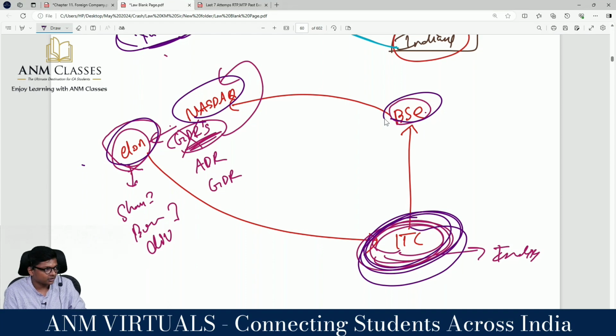Yes, it will of course disturb foreign exchange, so this has to comply with FEMA. We will see in the FEMA chapter how foreign exchange can move. Yes. If Elon Musk buys a big percentage of shares from ITC, can he influence the company just like how Indians purchase shares?